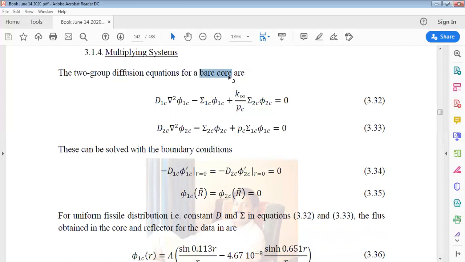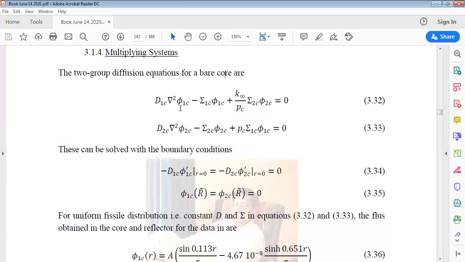Now, what does the word bare core mean? The word bare core, I'm going to just show you Godiva. Just take a bare sphere, for example, of U235, don't surround it with anything, and see how much of it you need to make it critical. So these are the two group equations for a bare core. The subscript C represents core, because a few minutes from now I'm going to surround this by a reflector. But right now, let's say you've just got a core.